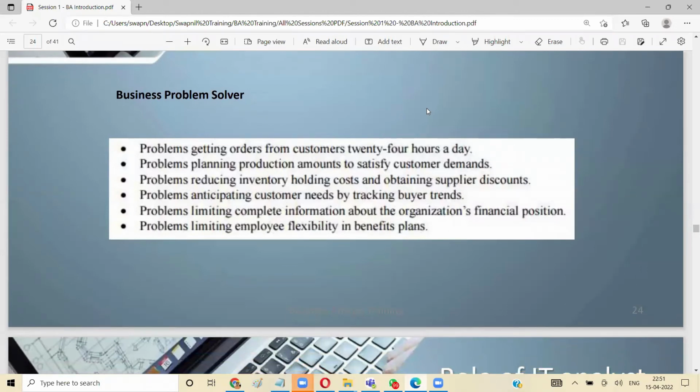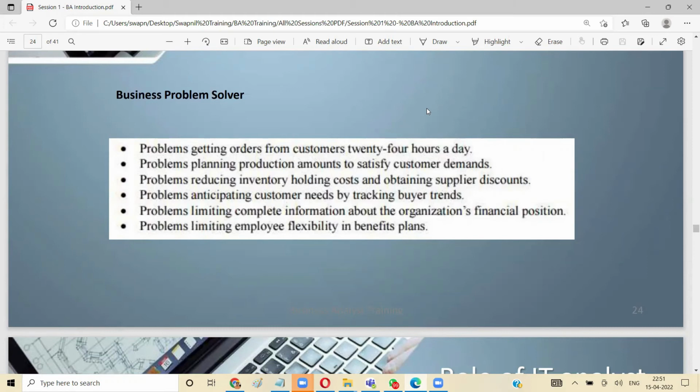Number two, we say the problem is planning production amounts to satisfy customer demand. Okay, so there's a problem: planning production amounts to satisfy customer demand. There are two things, customer demand and production planning. When you talk about planning production, mostly we talk about manufacturing. You're manufacturing something based on customer demand.